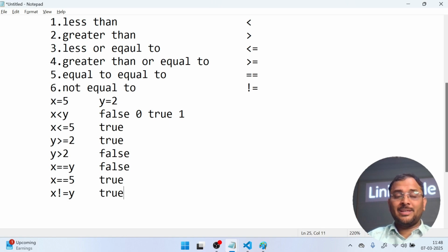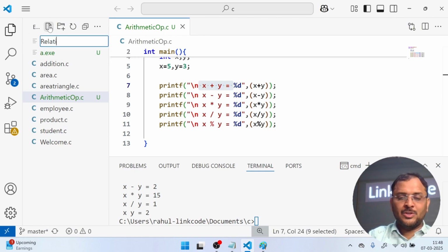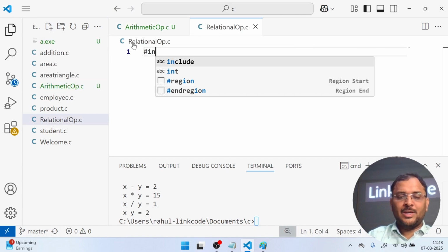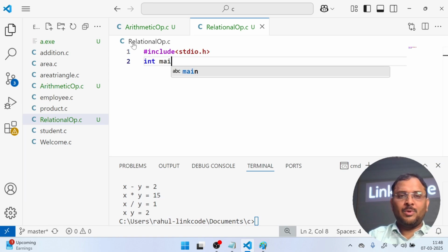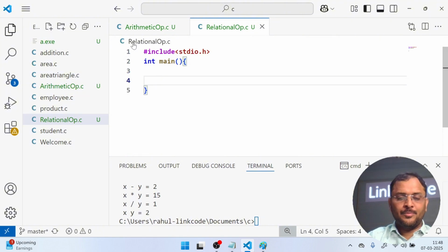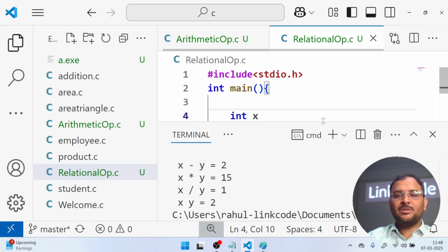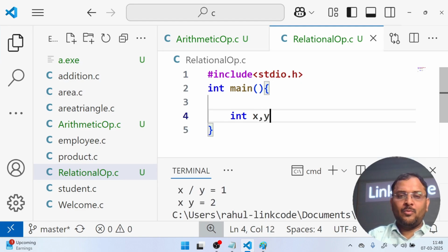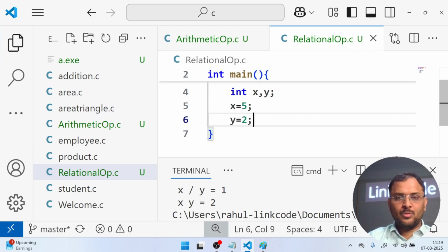So check this with the example. Second example, relational operator. Relational operator dot c. #include <stdio.h>, then int main. Here are the integers x and y, please remember this. So x is equal to 5, y is equal to 2.